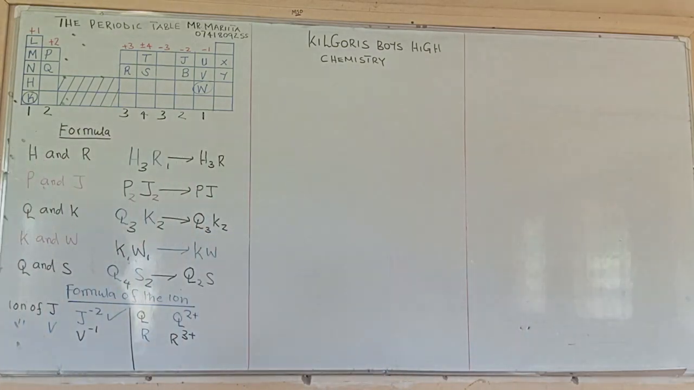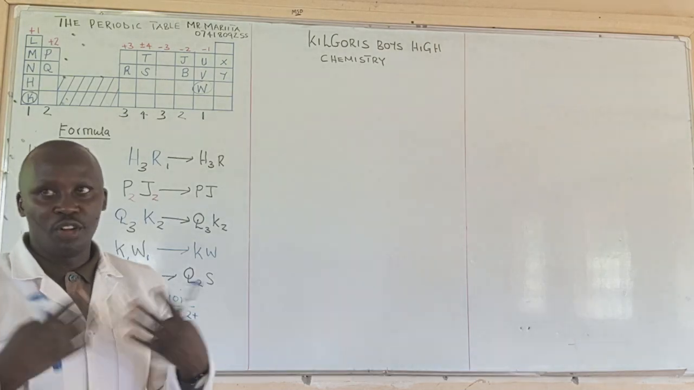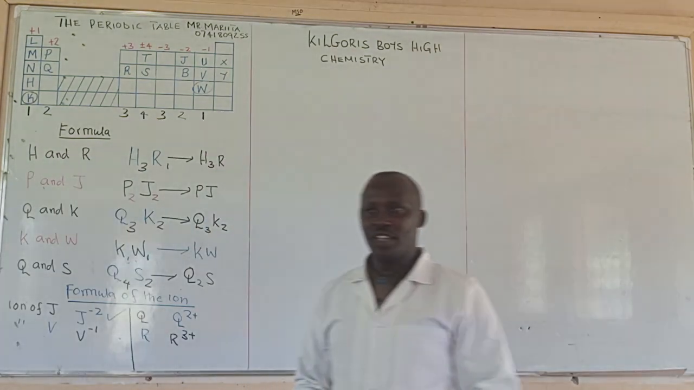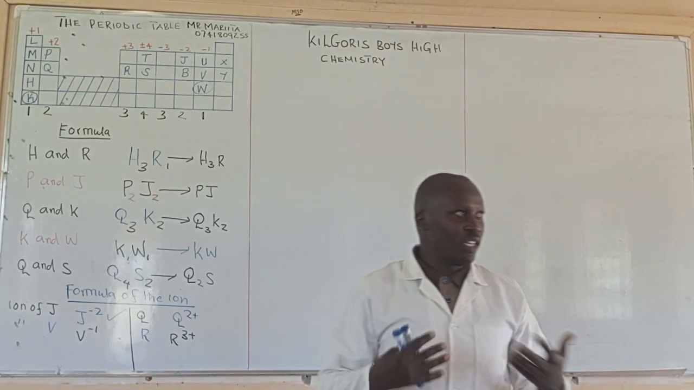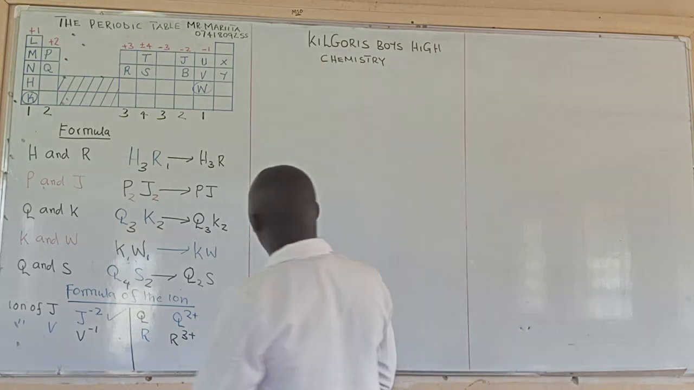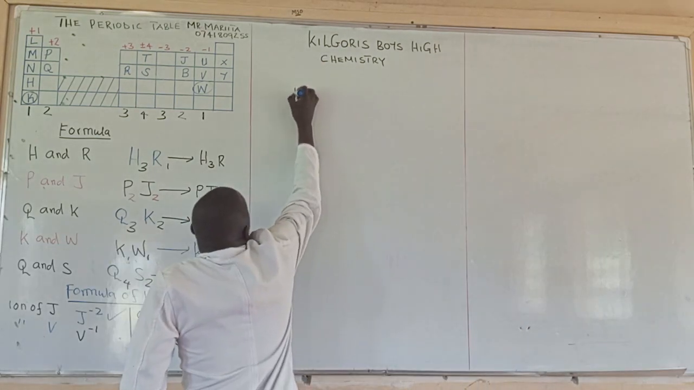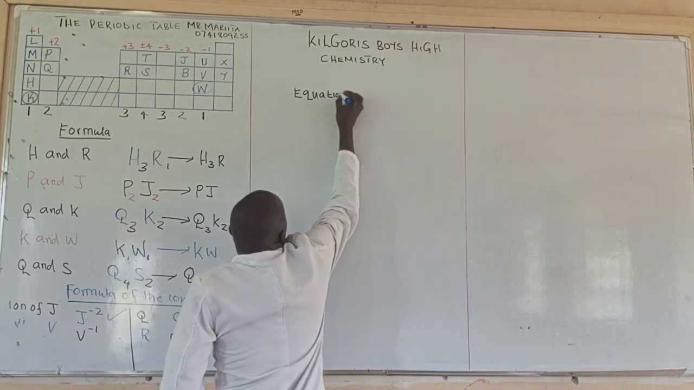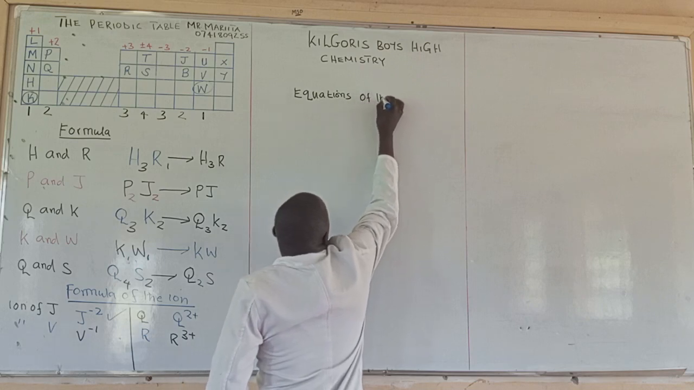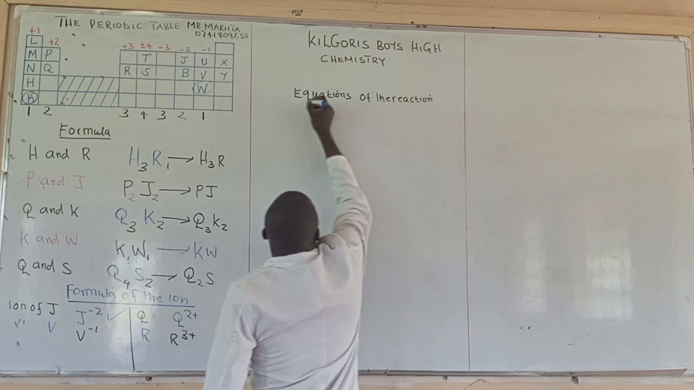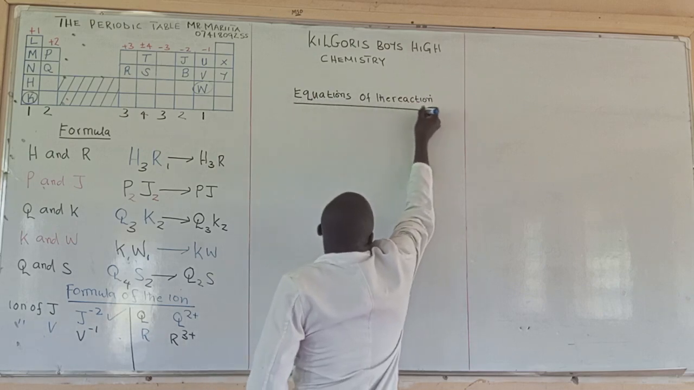We can also look at how you can write the equation of the reaction. Some candidates or students sometimes get confused when they have been told to write the formula. Some write the equation of the reaction. When you have been told to write the equation of the reaction taking place, some write the formula. So that is the confusion we have. So let us look at when you write the equation of the reaction.